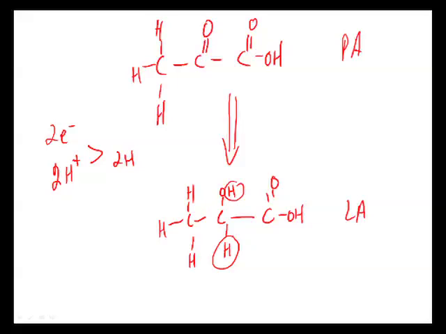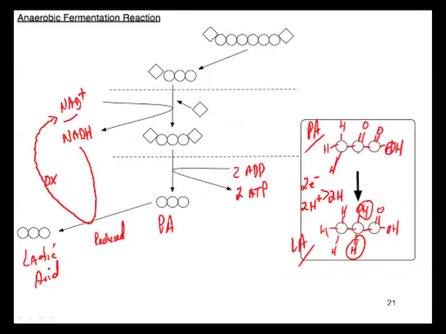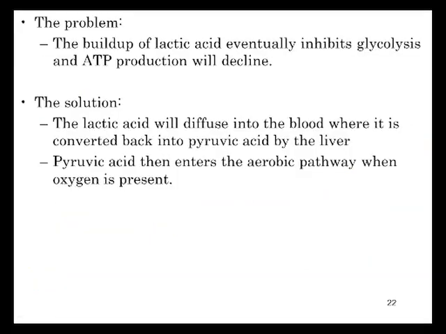So this process is important because it replenishes the NAD necessary to keep glycolysis going, which is pretty cool. But here's the issue: the lactic acid can build up in the cell, and as the cell gets more acidic, it affects the enzymes that play a role in all these processes. So the cell has to get rid of that lactic acid, and it diffuses from the cell to the blood, and then to the liver. And then the liver actually converts it back to pyruvic acid.